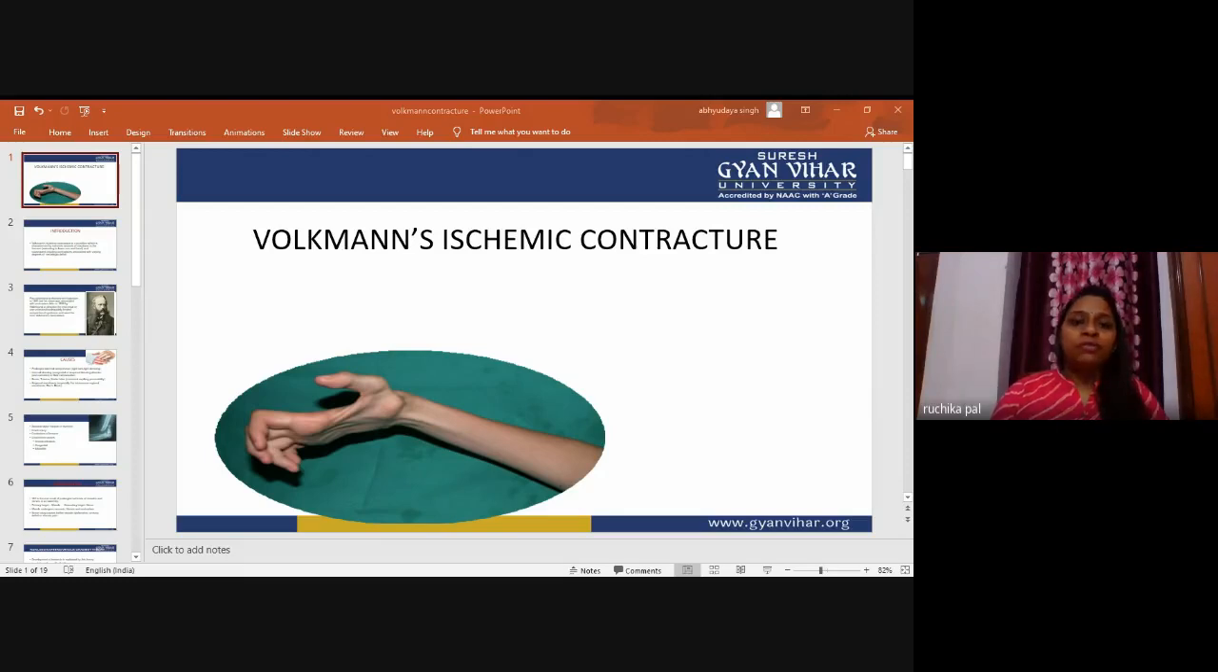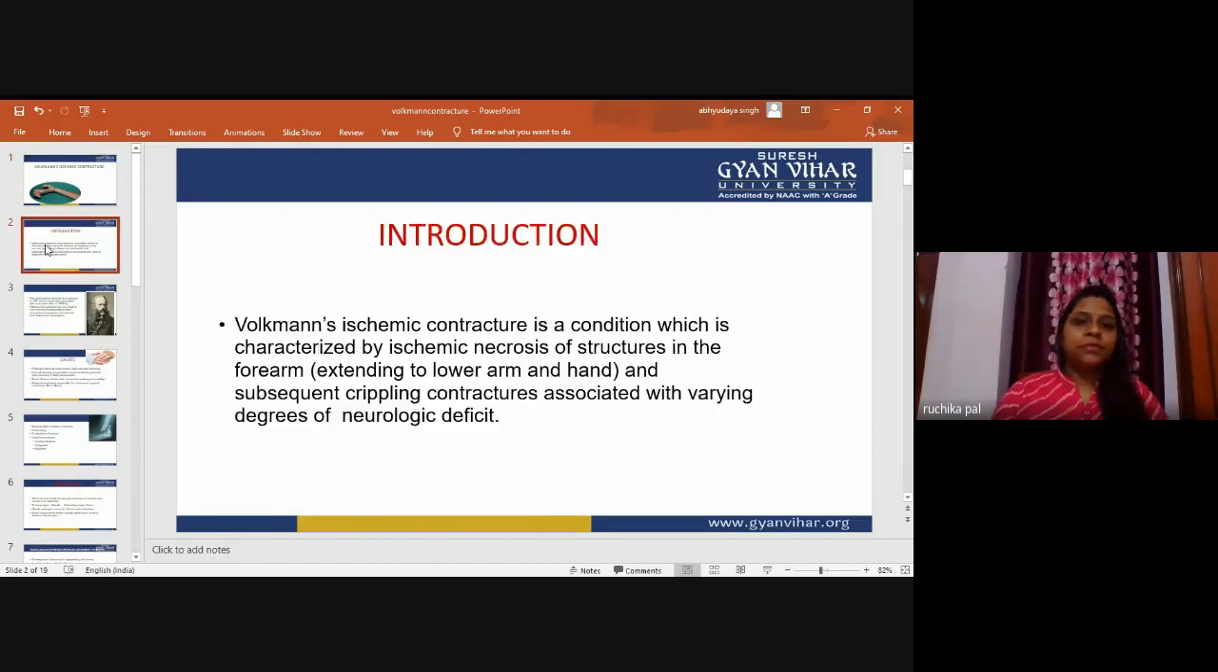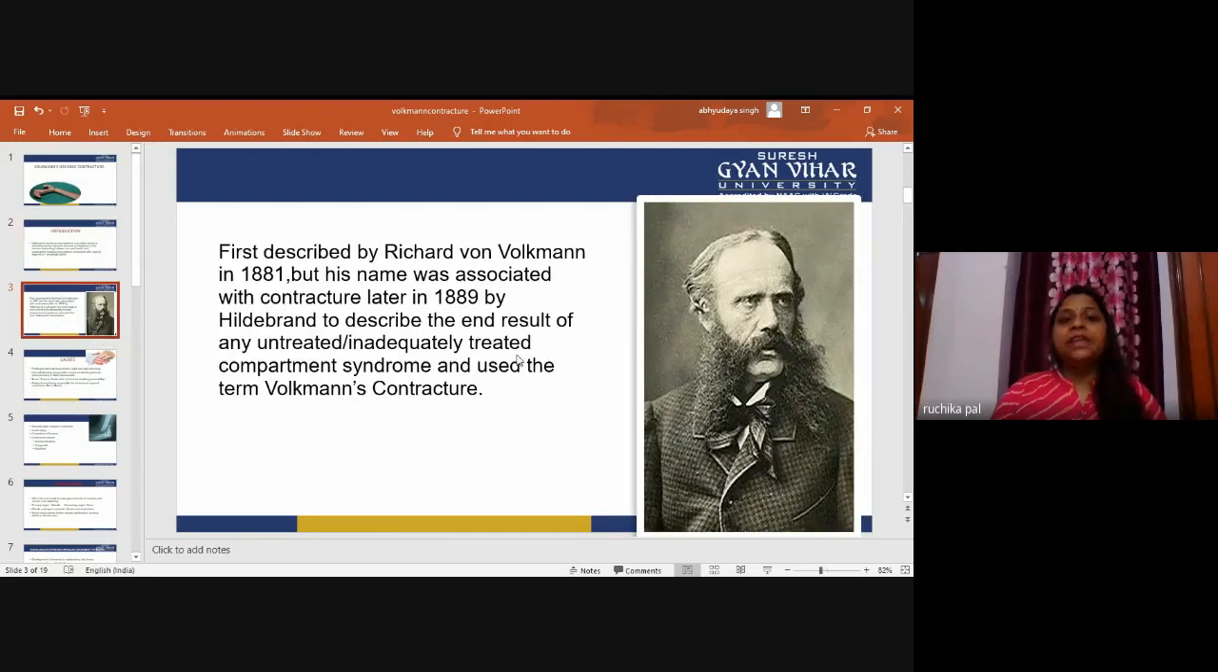Now we will move forward to our PPT. The same thing: Volkmann's ischemic contracture is a condition characterized by ischemic necrosis of the structures in the forearm, extending to the lower arm and hand, and subsequent crippling contractures associated with varying degrees of neurological deficit. So this is the introduction.